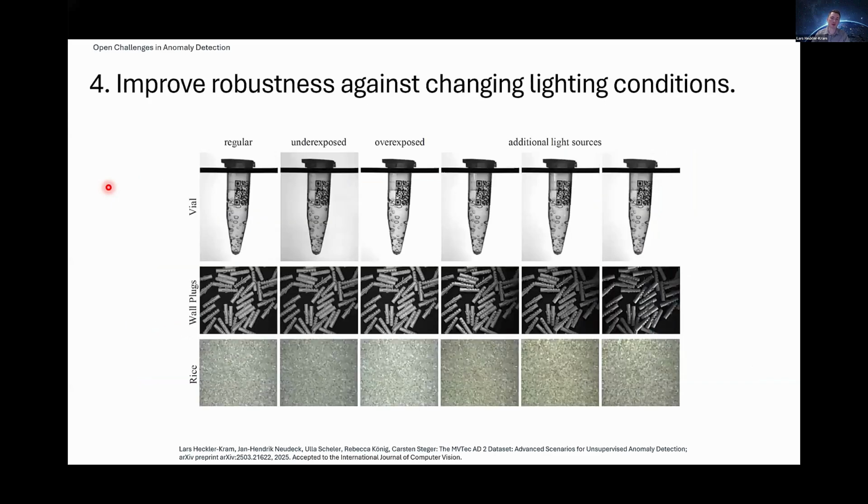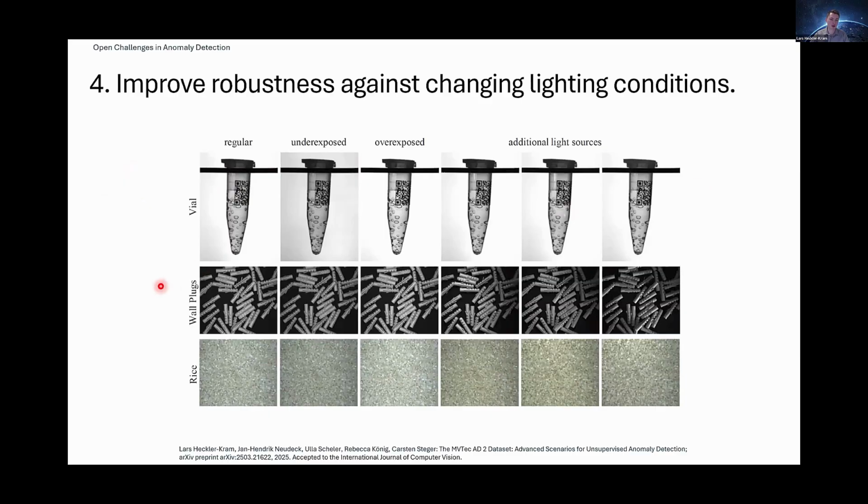So for example, the first one would be to improve the robustness against changing lighting conditions. And as you can see, these are three examples from our new dataset, the MVTec 82 dataset. And you see that we captured each scene under at least 4 different lighting conditions. In this case, we captured a wall under 6 different lighting conditions. We have the regular setting. This is also the setting we see during training. But during testing, we might see that there is a slight underexposure or overexposure of the images, or that there are some additional light sources disturbing the natural appearance of the regular lighting setting.